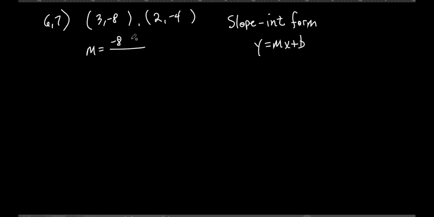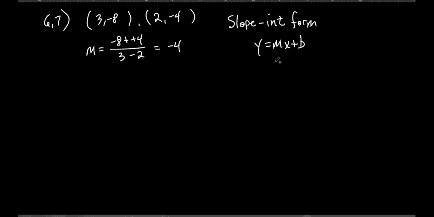Let's go negative 8 minus what? Negative 4. Let's do the x's now. What is that? 3 minus 2. What's this? That's plus. Negative 8 plus 4 is negative 4 over what? 1, which is just negative 4. So that worked out kind of nice for just picking random points, didn't it? We got lucky.